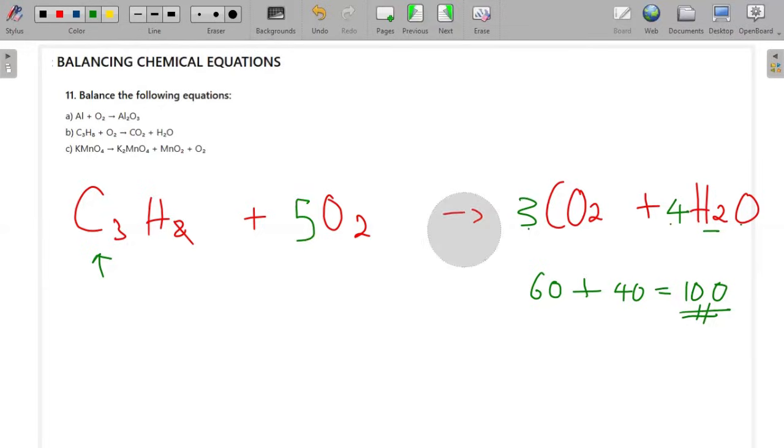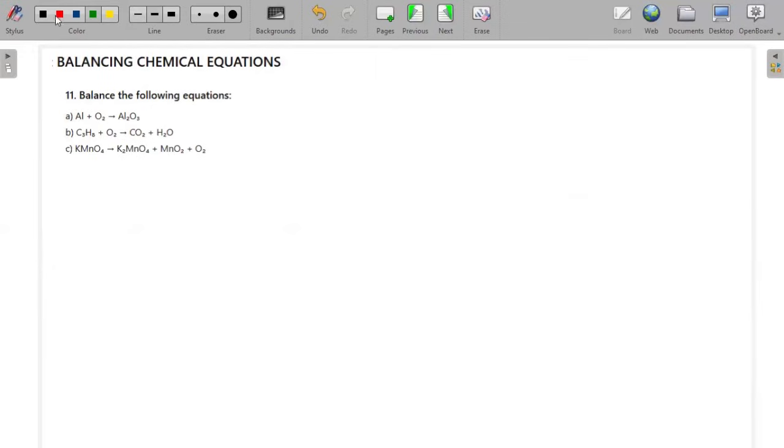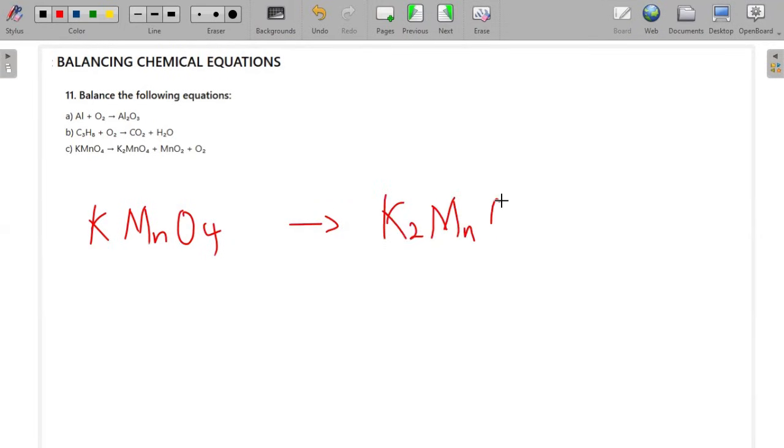Okay, so the last one is K, which is potassium, and then MnO4, producing K2MnO4 plus MnO2 plus O2 like that. Let me write that one nicely. So plus O2.